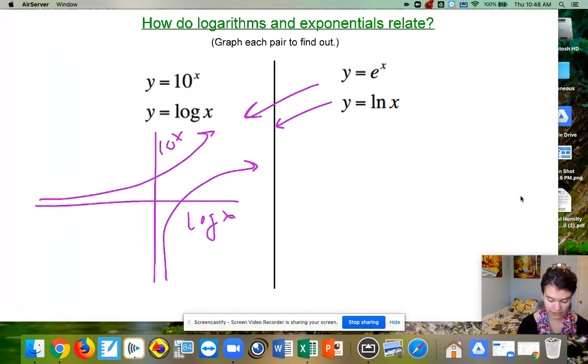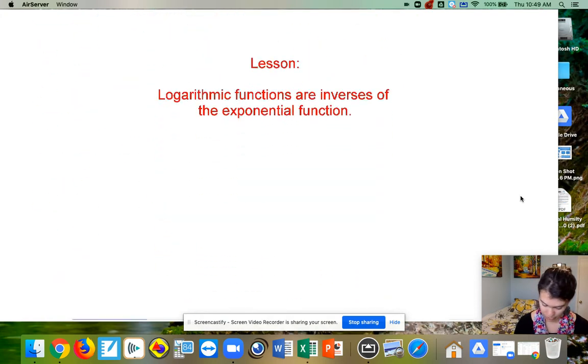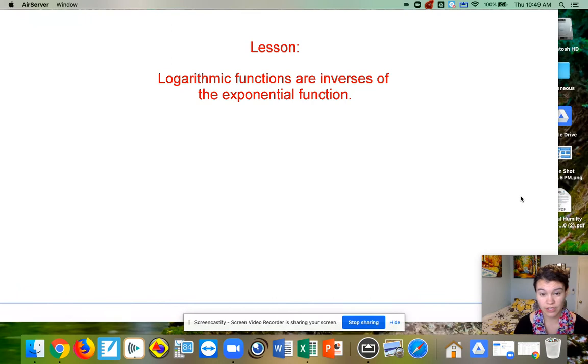If you notice here, if I draw in the line y equals x, these are reflections over this line. So you go back to chapter 1, I think it was, we did inverses. These are inverse functions. So logarithms and exponentials are inverses, which means they undo each other. You switch the x and the y, they undo whatever the other one did.